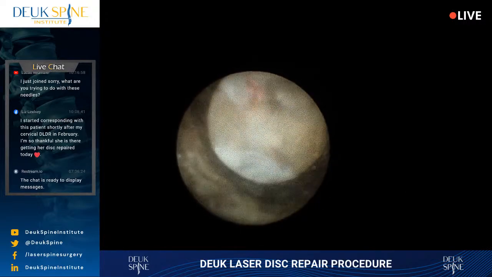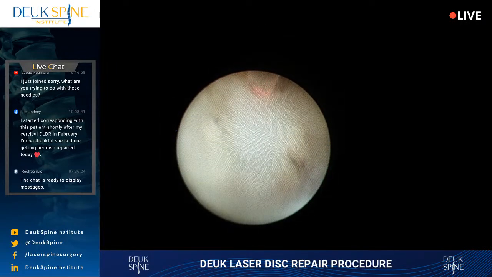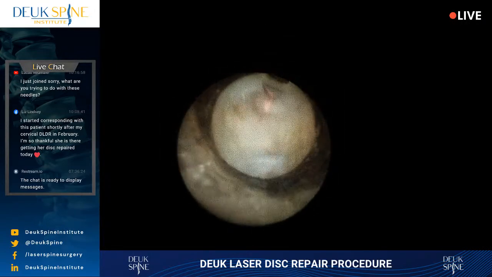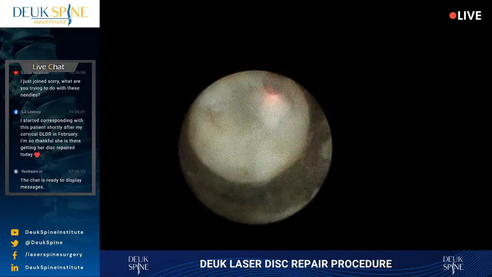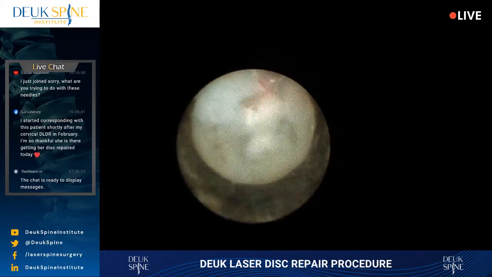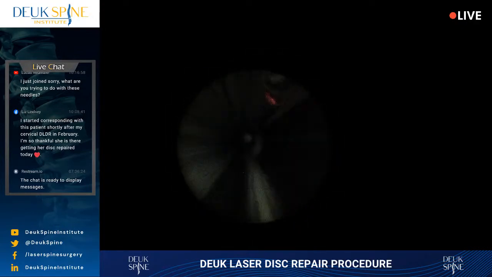Some scar tissue here you can see. All right, I need some help with this. If you can pull that to the side. Thanks, Luis. Luis is a lifesaver. So this is the herniation in the foramen right here. We're getting close. There's a piece of herniation coming out.